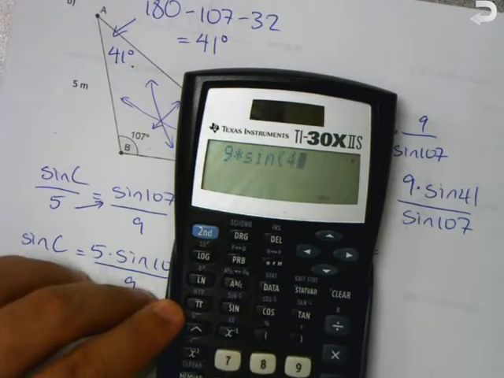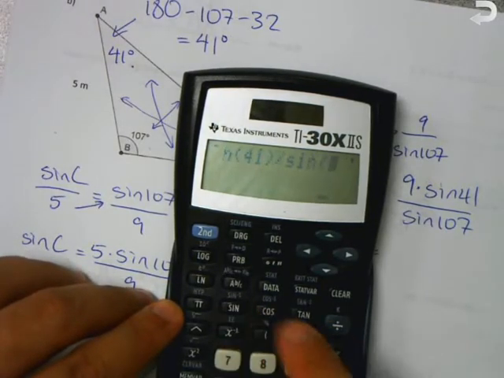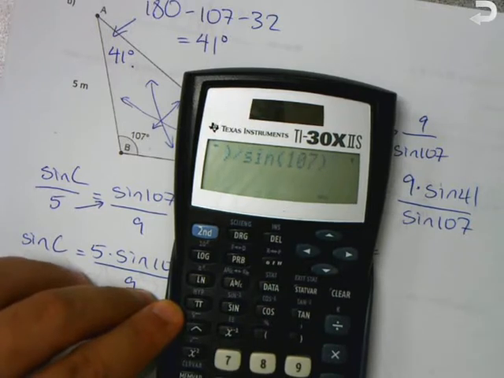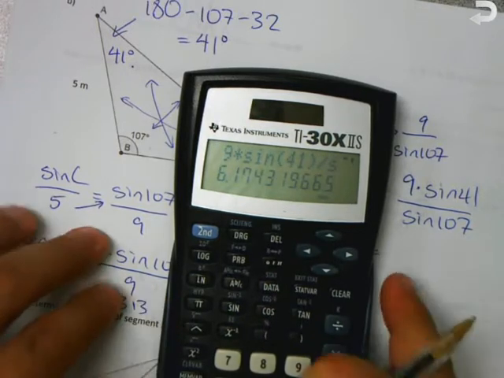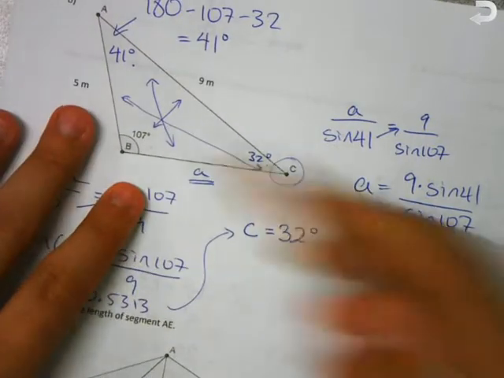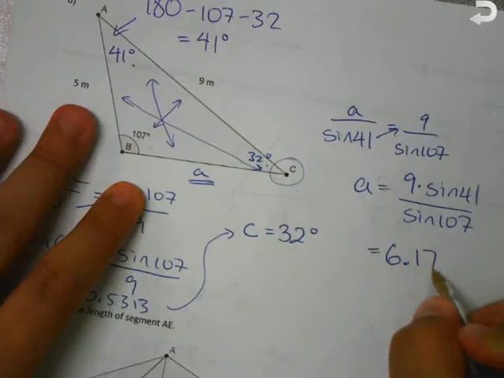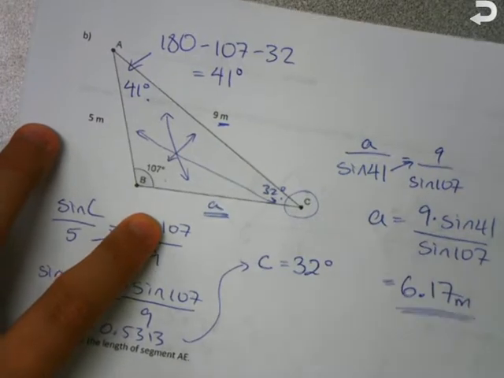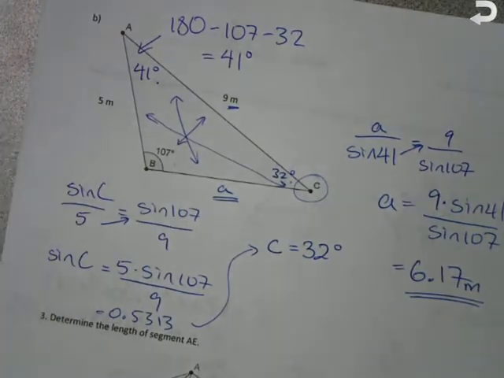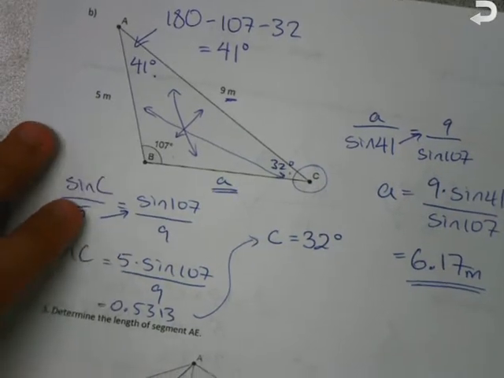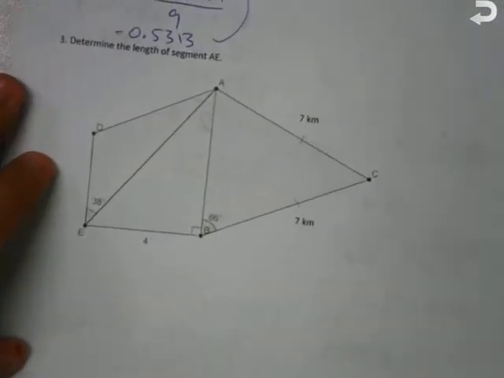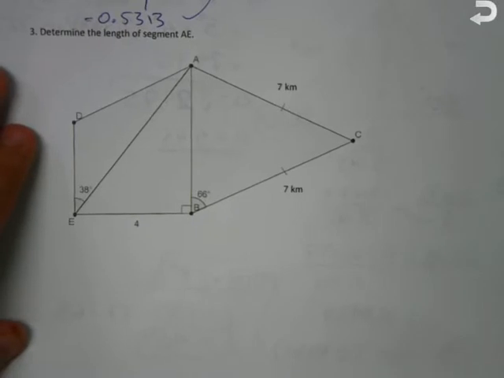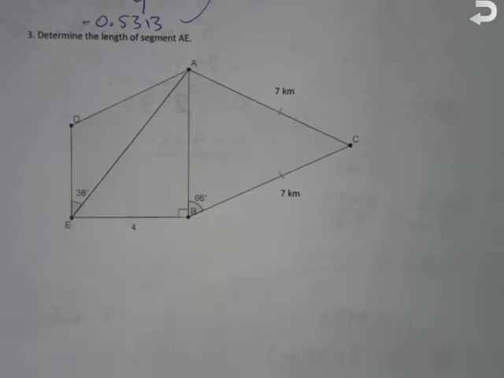So we do that on our calculator. 9 times sine 41 divided by sine 107. And our answer is 6.17 to 2 decimal places. And since the units are meters, this would be meters. All right, so the triangle is solved. Okay? All right. So in this one, a little bit more challenging.